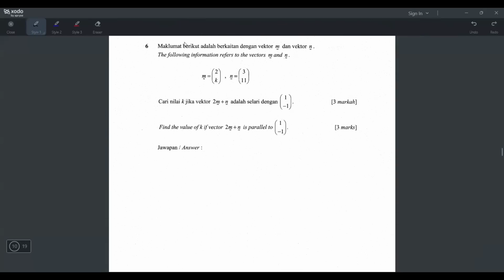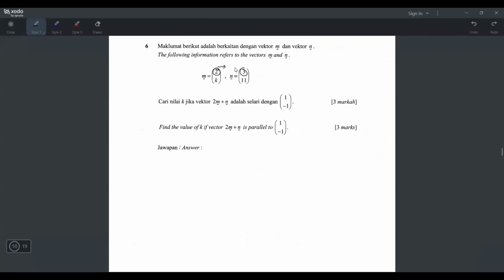Okay, let's continue. Number 6. The following information refers to vectors m and n. Okay, they give in bracket form, right? If they give in bracket form, it means this is ij. This is coordinate vector. So what the 2 here means? The 2 here means it moves to the right. The top number is for the horizontal movement.